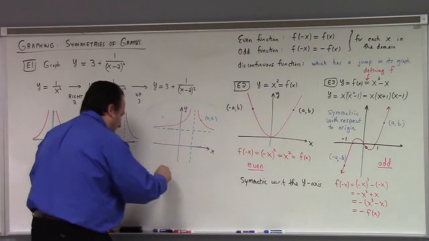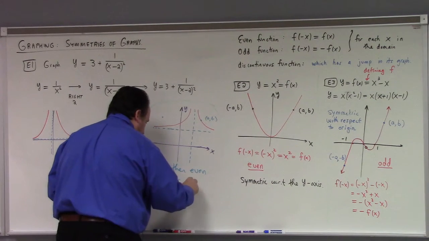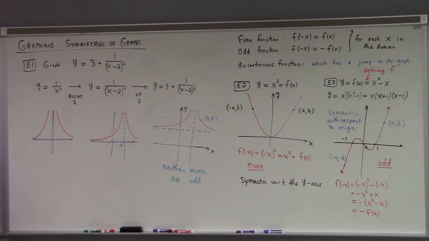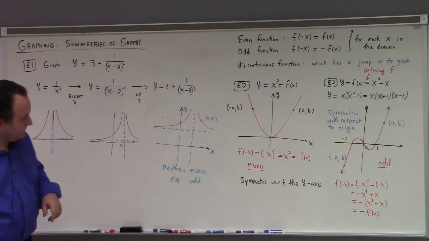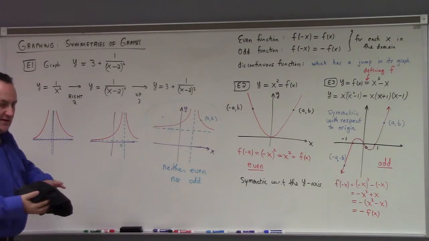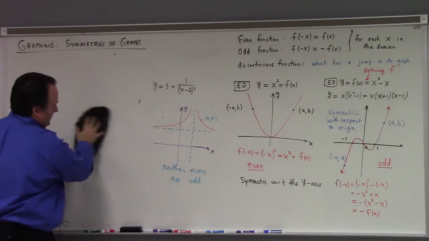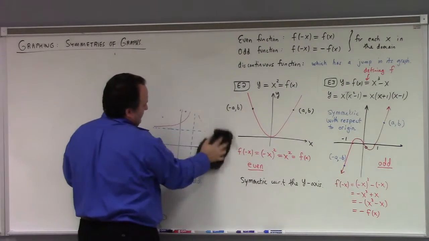Okay, so there are graphs that are neither even nor odd. Some functions are even, some functions are odd. Many functions are neither even nor odd. Let's look at an example of a discontinuous function. I'm going to erase this business over here if that's okay with you guys. Any questions? No? Just jump in if you have a question.